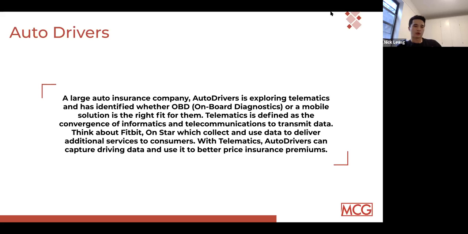Cool. So a large auto insurance company, Auto Drivers, is exploring telematics and has identified whether OBD, onboard diagnostics, or a mobile solution is the right fit for them. Telematics is defined as the convergence of informatics and telecommunication to transmit data. Think about Fitbit or OnStar, which collect and use data to deliver additional services to customers. With telematics, Auto Drivers can capture driving data and use it to better price insurance premiums.